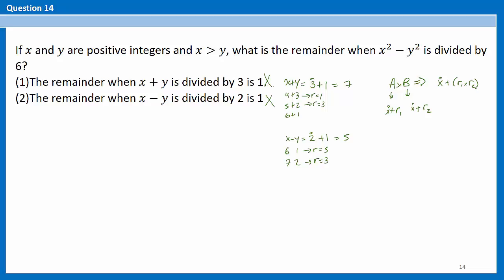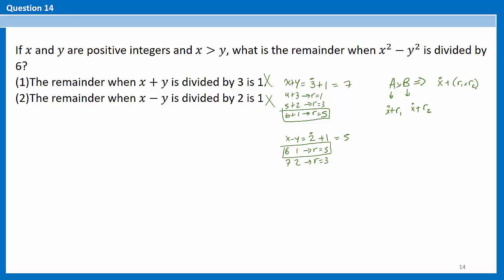I need that x plus y be a multiple of 3 plus 1 and that x minus y be a multiple of 2 plus 1 at the same time. Now I have the values 6 and 1 here, 6 and 1 here. The remainder would be 5 in this case. So I have one set of values that are common. Now I'm going to try to find another one.